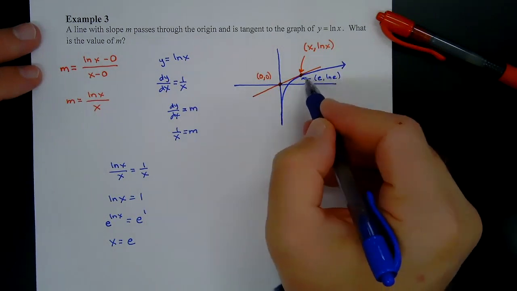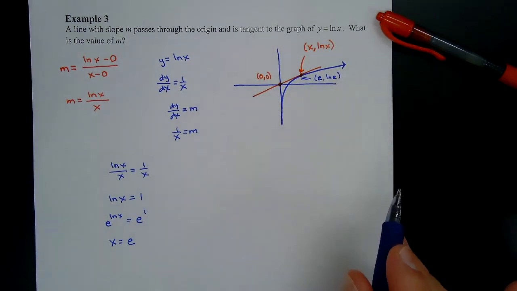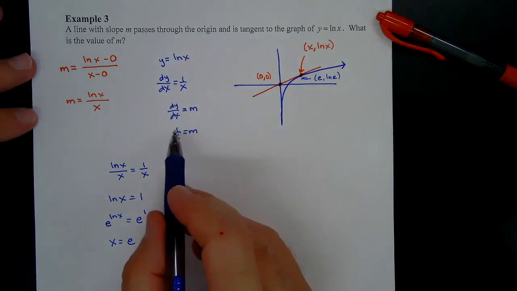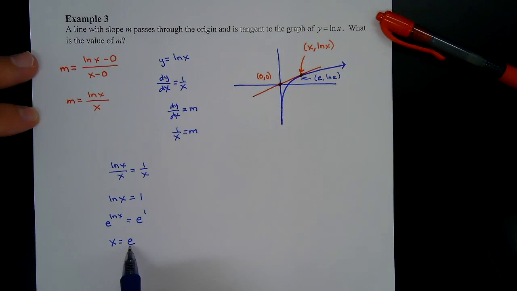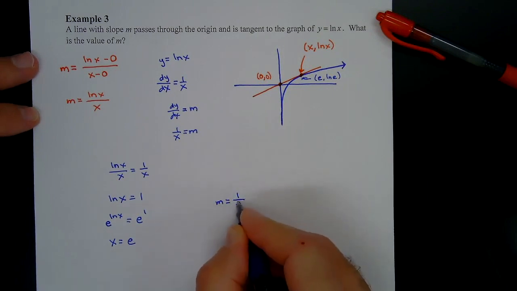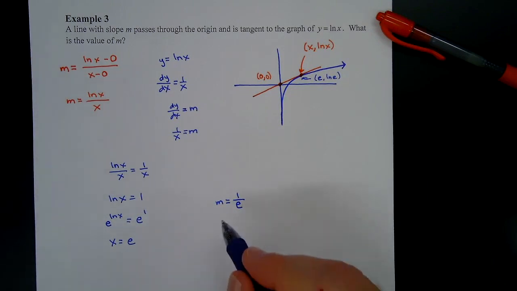Now I know the coordinates of that point, but that's not really what I'm trying to figure out. I'm actually trying to figure out what the slope is, right? And so this slope is 1 over x. Well, my x is e, right? So my slope must be 1 over e. And that's it. That's the answer to this.